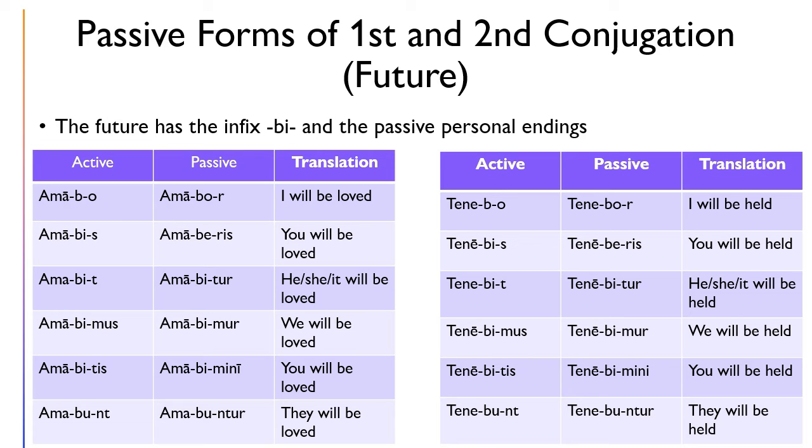Even for the passive, we also have this archaic ending for the third person plural with the bu. So it is not amabintur, but it is amabuntur, like amabunt for the active. Same thing for the second person singular of the second conjugation. It is not tenebiris, but it is teneberis.